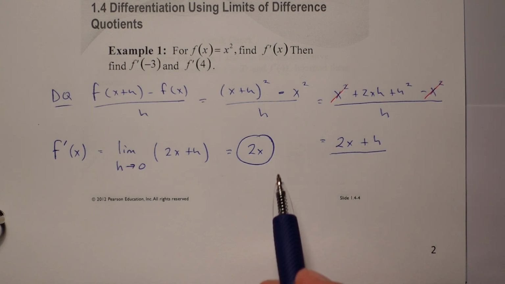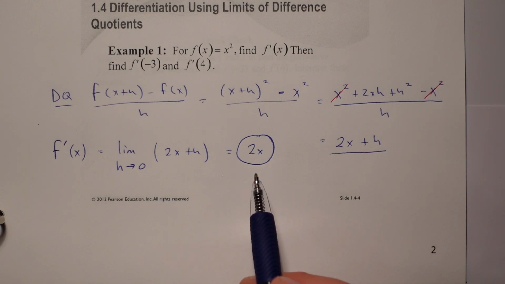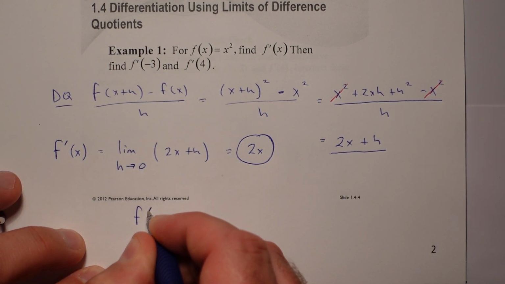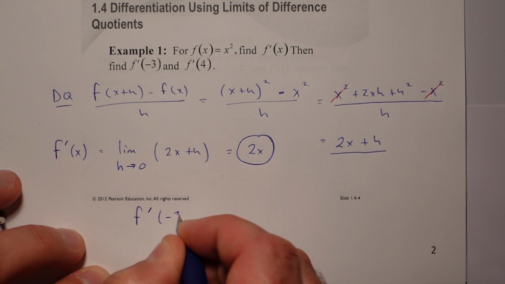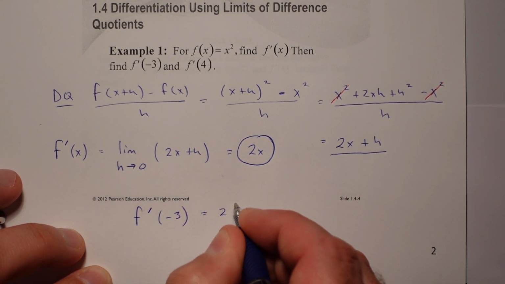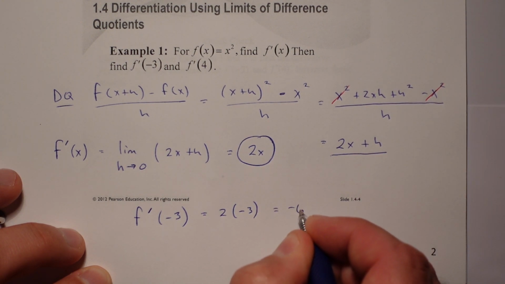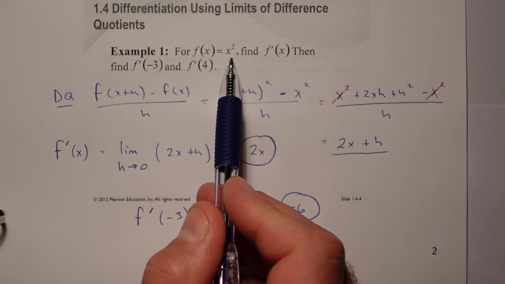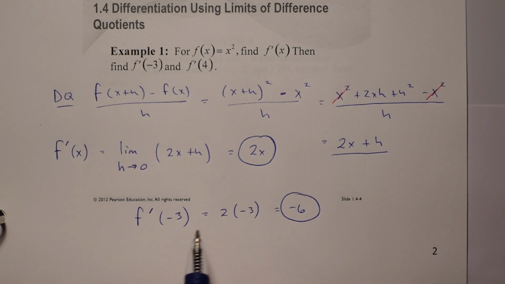And what I want you to think about, this derivative is basically like a formula for finding slope at any particular x value. So what you're seeing here with the follow-up questions, now they ask us to find f prime of negative 3. Well, that's going to be 2 times negative 3, which is negative 6. That negative 6 is the slope of this function at this x value.